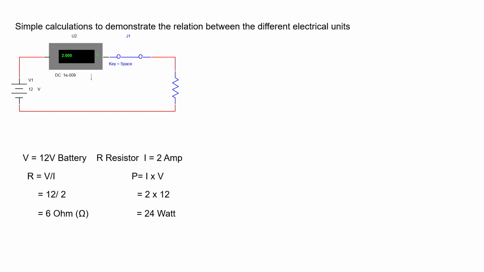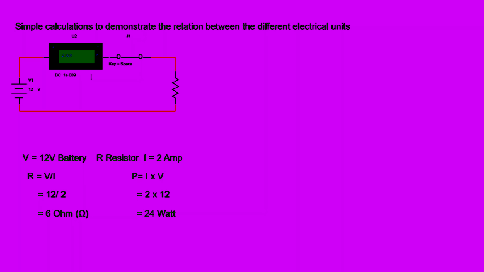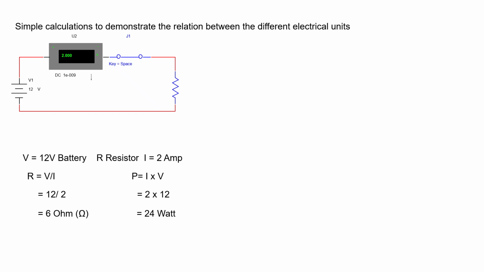Simple calculations to demonstrate the relation between the different electrical units. Here's a circuit with a 12 volt battery, a resistor, a switch, and a multimeter. V equals 12 volts, the battery. R is the resistor that we need to work out, and I equals 2 amps. To work out R, R equals voltage divided by current, 12 volts over 2 amps, so R will be 6 ohms.